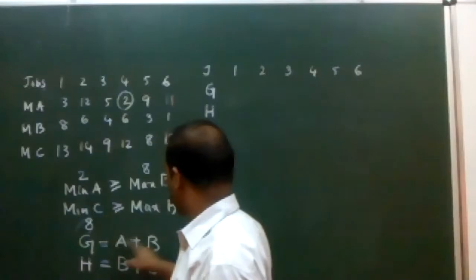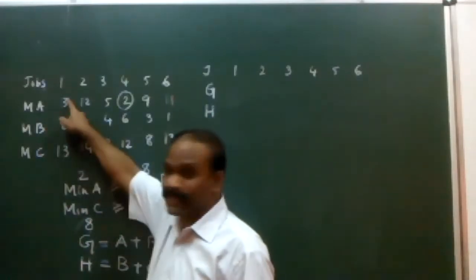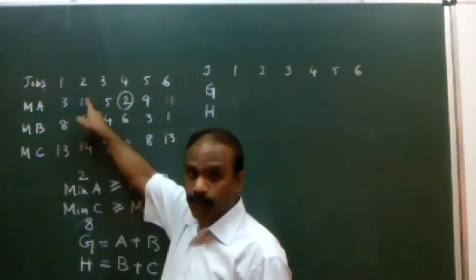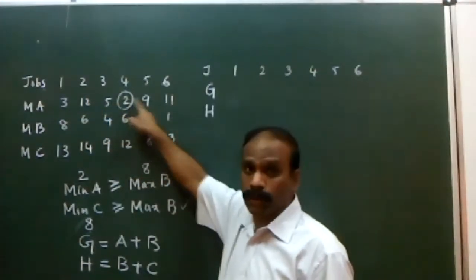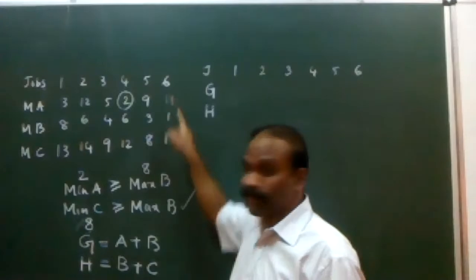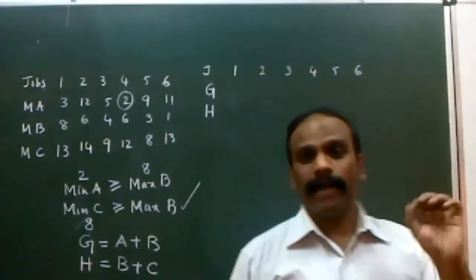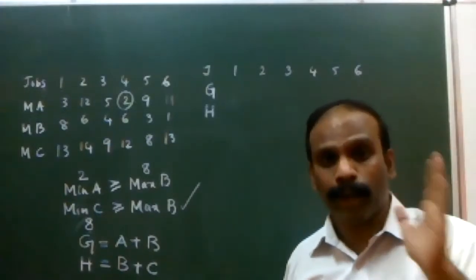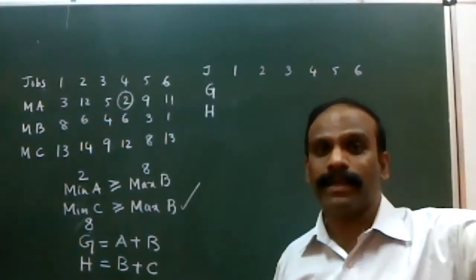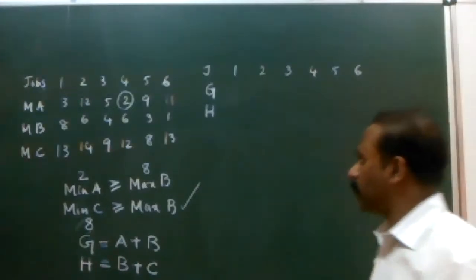So G is equal to A plus B, that is machine A and machine B to be added: 8 plus 3, 6 plus 12, 4 plus 5, 6 plus 2, 9 plus 3 and 11 plus 1. This is how we add. When I am saying that I am supposed to introduce 2 machines G and H, we are supposed to add the corresponding values from their corresponding processing times. Okay, so let me write down the values now.